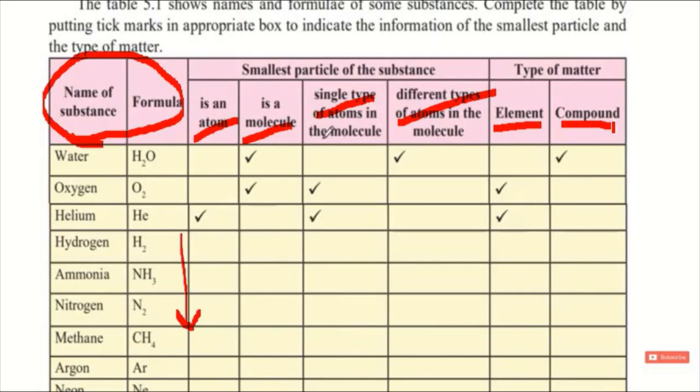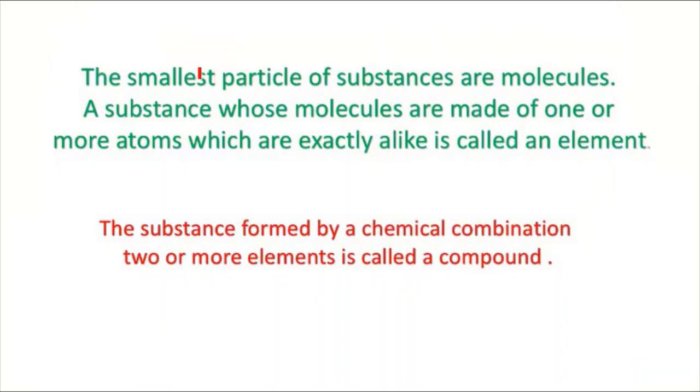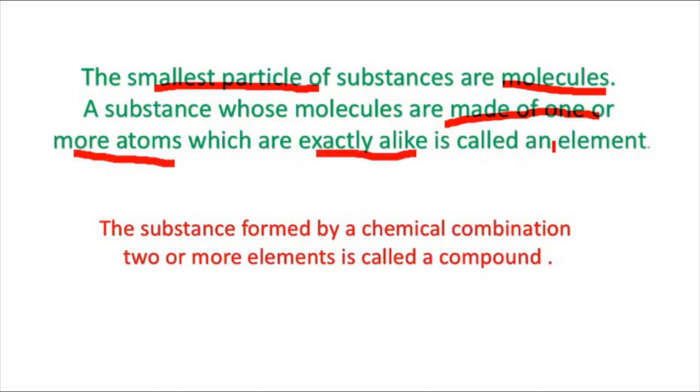Students, to solve these examples, let's see first few definitions. First, the smallest particle of substances are molecules. Second, a substance whose molecules are made of one or more atoms which are exactly alike is called an element. And third one, the substance formed by chemical combination of two or more elements is called a compound.